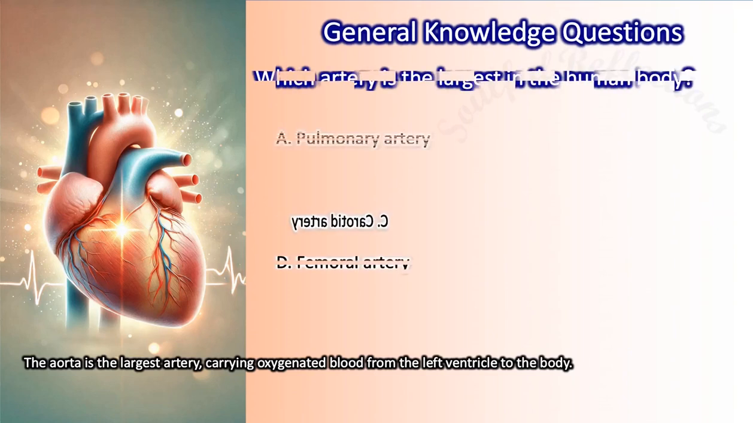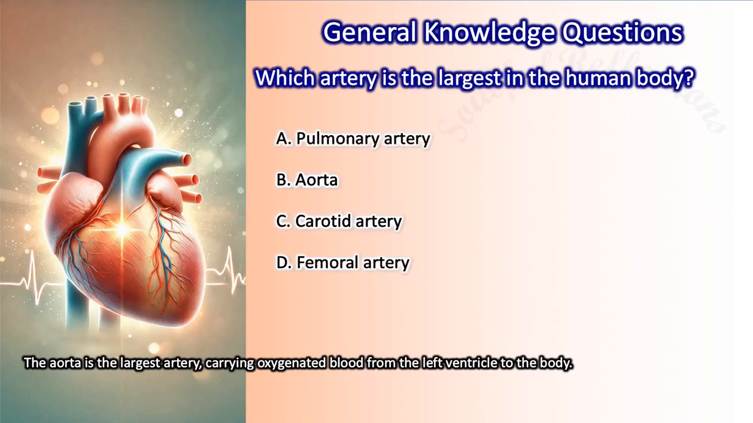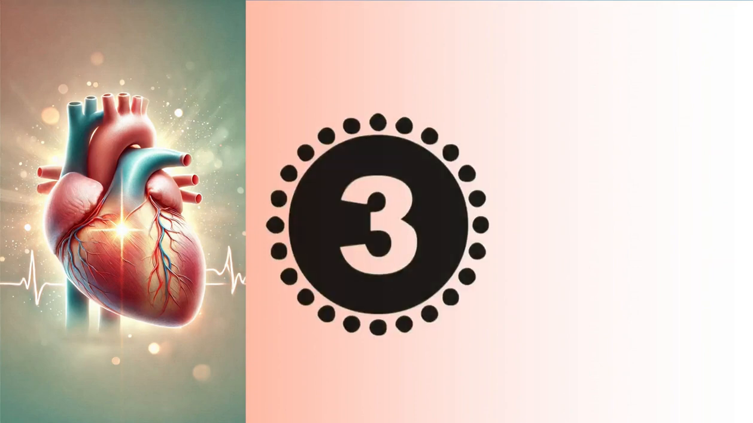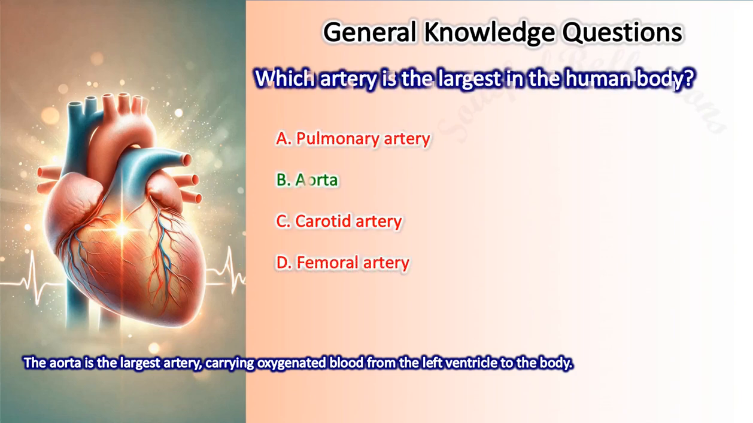Which artery is the largest in the human body? Option 1, pulmonary artery. Option 2, aorta. Option 3, carotid artery. Option 4, femoral artery. The answer is Option 2, aorta.